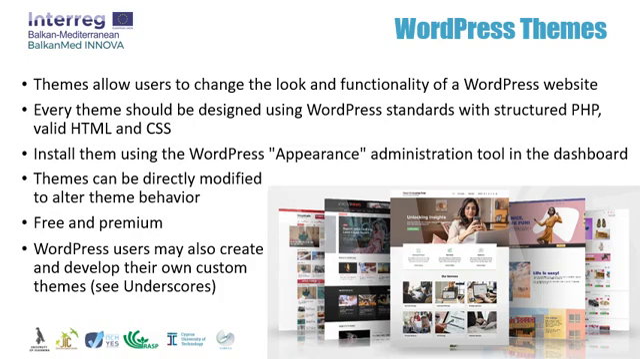WordPress themes are generally classified into two categories, free and premium. Many free themes are listed in the WordPress theme directory, also known as the repository, and premium themes are available for purchase from marketplaces and individual WordPress developers. WordPress users may also create and develop their own custom themes. The free theme _s, created by the WordPress developers, has become a popular basis for new themes.